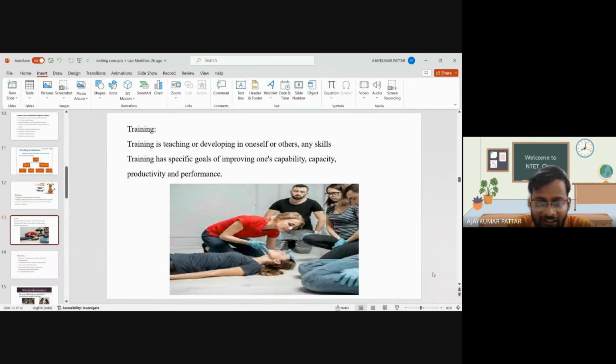If you actually train them how to do, if you actually perform, then that is called training. This is the difference between teaching and training. Training happens for specific goals, to do the performance, to increase the capability, capacity and productivity of others. That is the training.